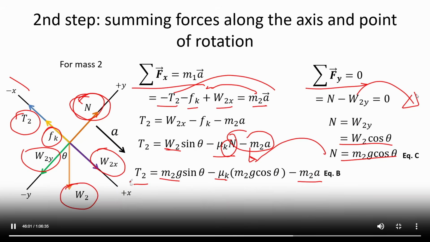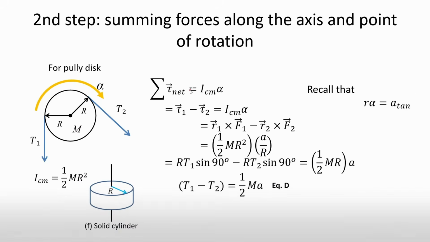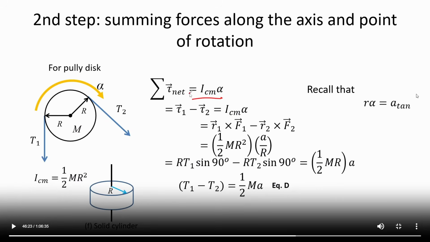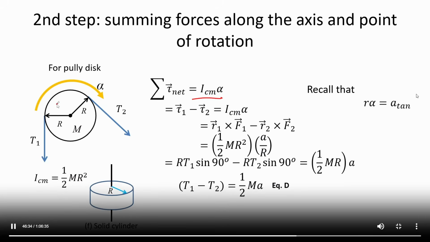Again, we still don't know them, they are unknown, but we have enough equations to solve. We also need a third equation to combine tension 1 and tension 2. So we use another condition, which is the sum of torque equal to I_CM times angular acceleration. So you have torque 1 and torque 2. Torque 1 will cause the body to rotate counterclockwise, and the angle between r and the force is 90 degrees. So it's a cross product.